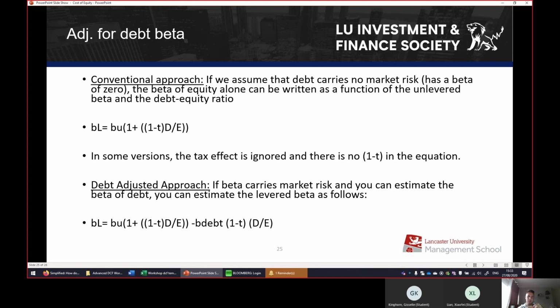So if you look down there at the bottom, that's kind of how you adjust for the debt beta in the levering of the beta. Okay, I know it's very complicated, but at the end of the day, what I'm trying to say is you want to include the adjustment for the debt as well as the equity, because it does affect what your overall beta is for the firm.